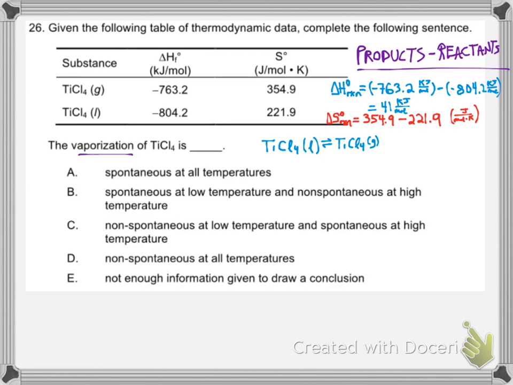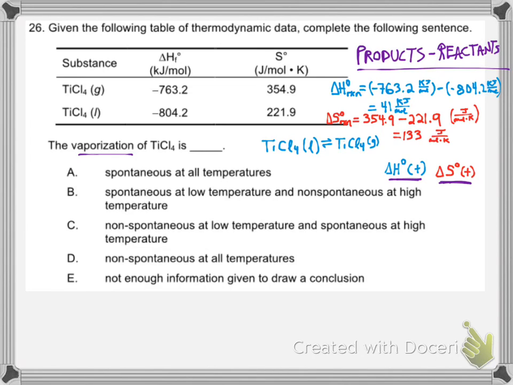So if we're solving for the entropy, we can set up our products minus reactants rule. And it ends up being 133 joules per mole Kelvin. So again, vaporization will always lead to an increase in entropy. So it's always an endothermic process that leads to an increase in entropy. So for this reaction, we have one aspect that's thermodynamically favorable, an increase in entropy, and one aspect that's thermodynamically unfavorable, the fact that it's endothermic. So this is going to have a temperature-dependent spontaneity.